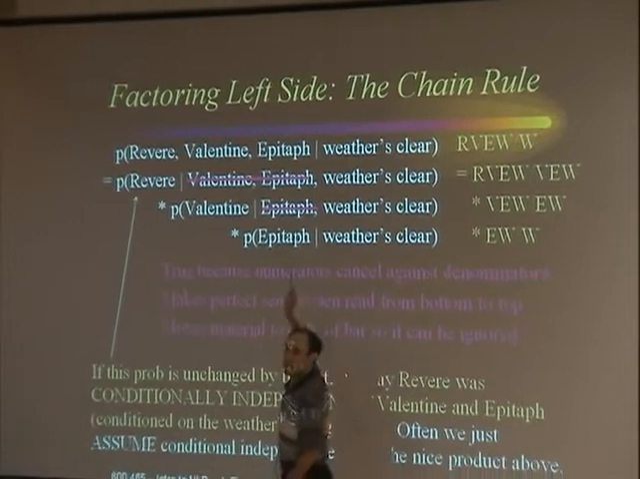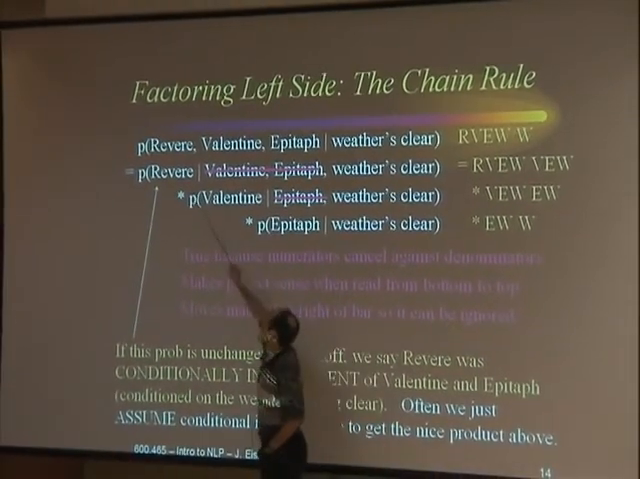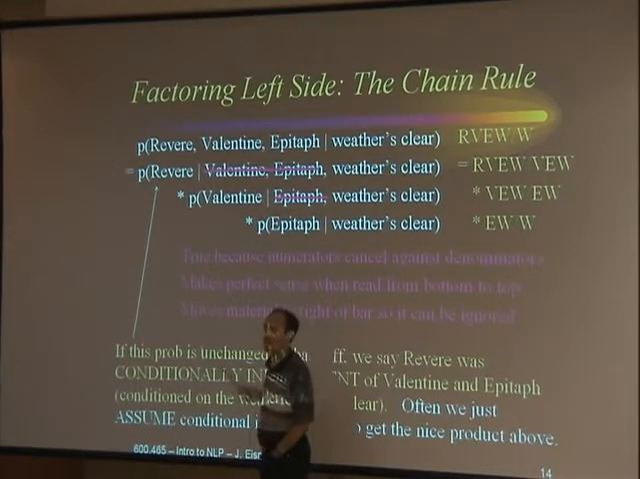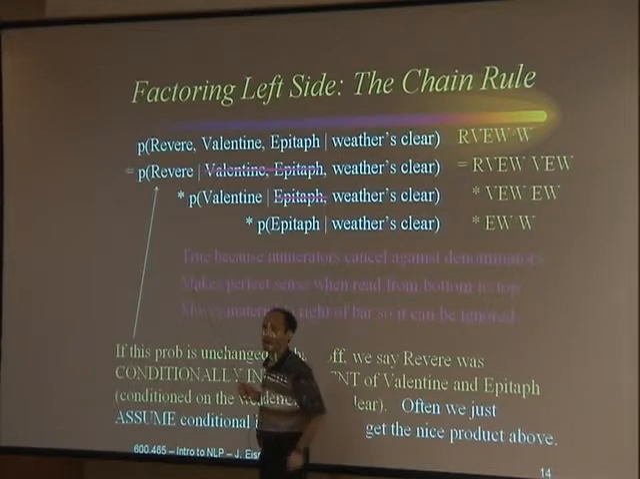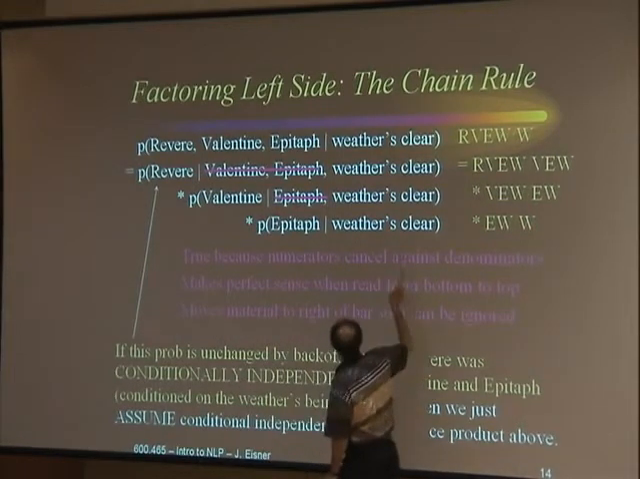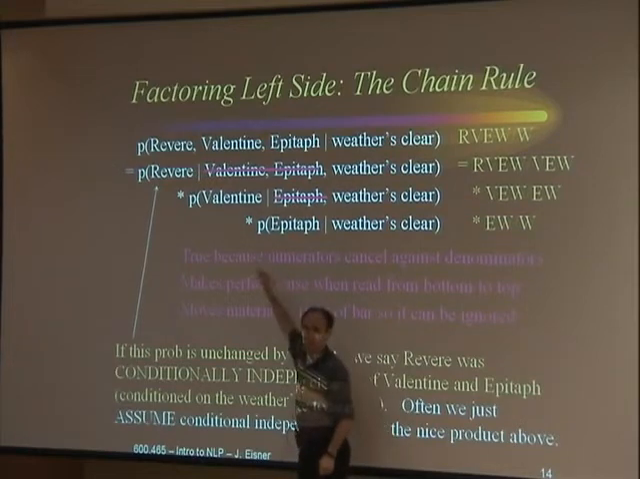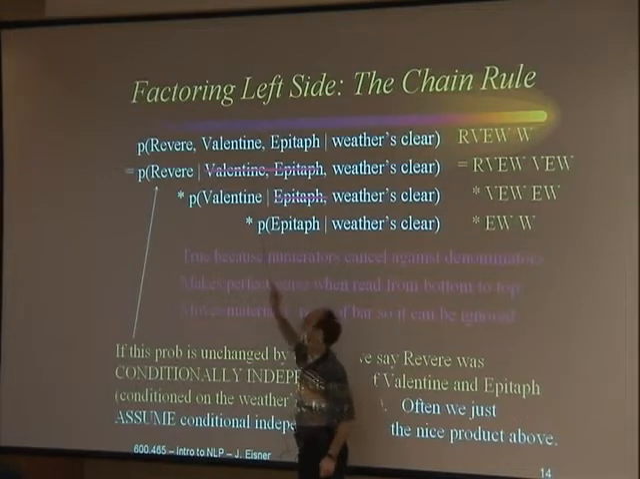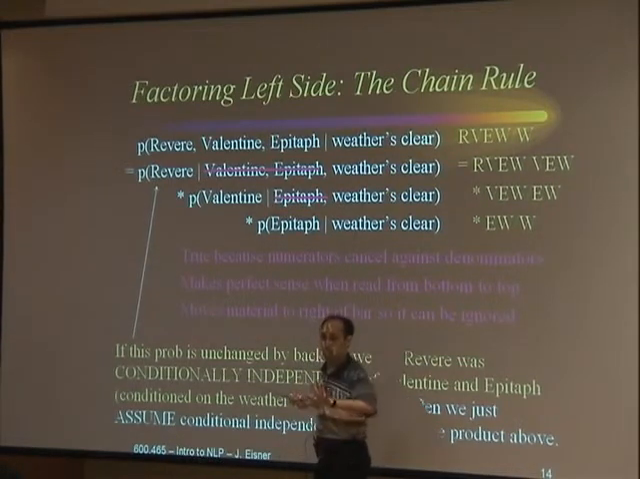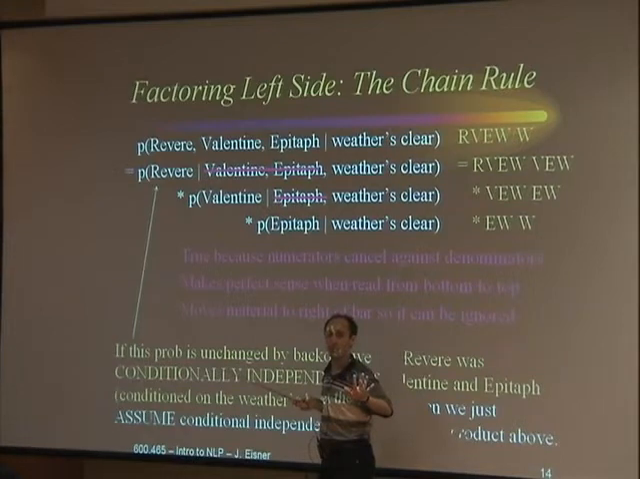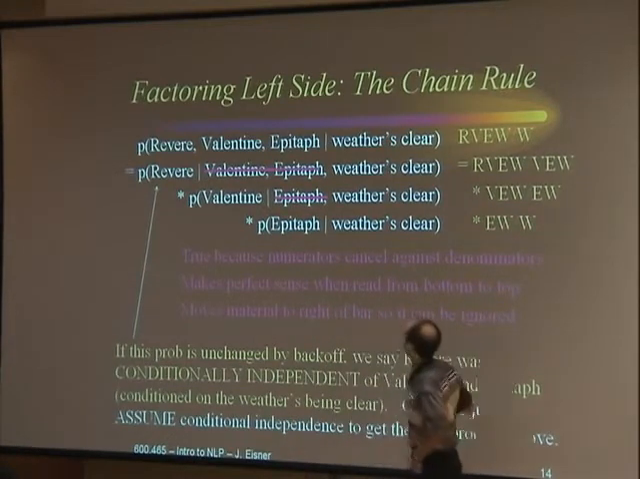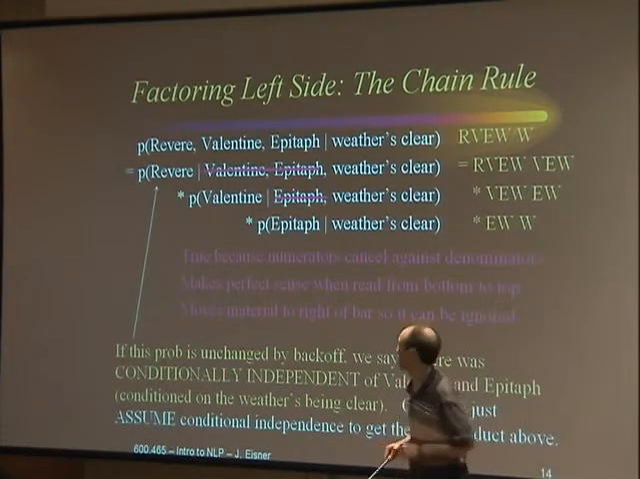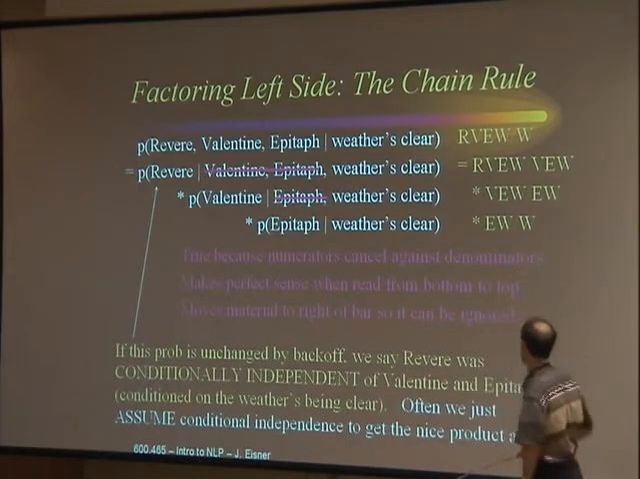By crossing these off, the assumption that we're making is that whether Revere wins is independent of whether Valentine places and Epitaph shows. Not quite independent, but conditionally independent. All we said is that if the weather is clear, they're independent of each other: whether Revere wins is unaffected by these two events, if the weather is clear. It might be completely different on a muddy day, on a cloudy day. If the weather is not clear, then maybe suddenly their fates are coupled. But they're independent if the weather is clear. So that's why we say conditionally independent.